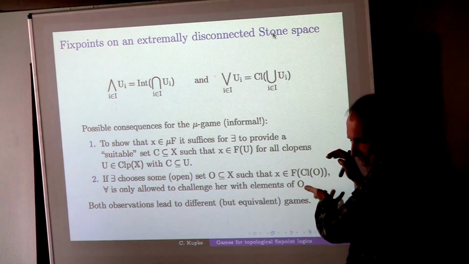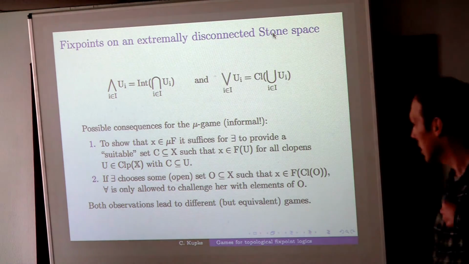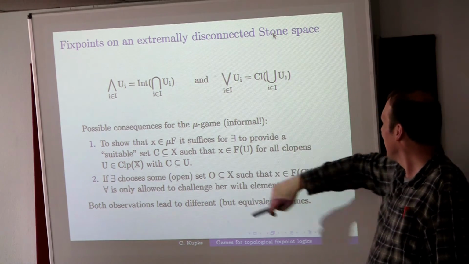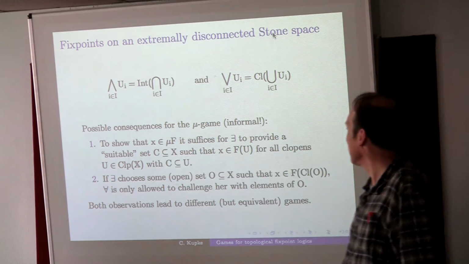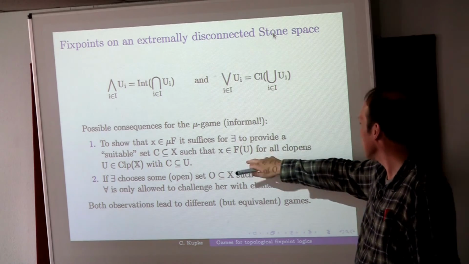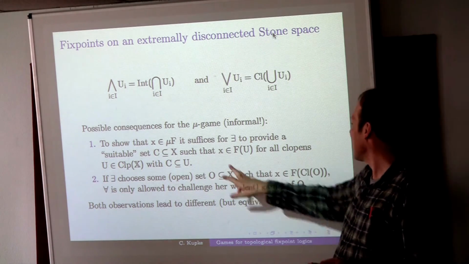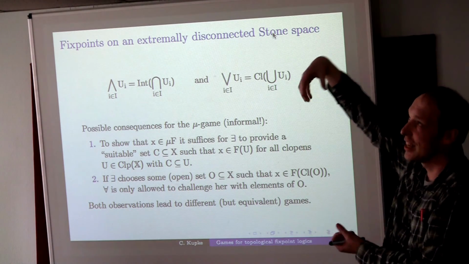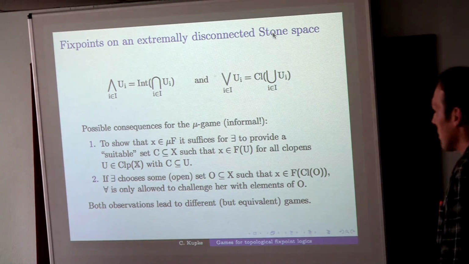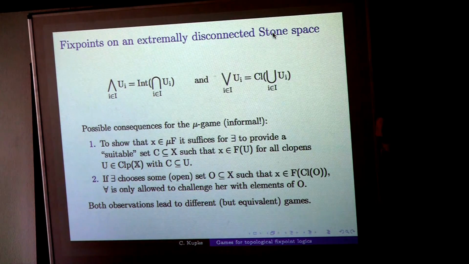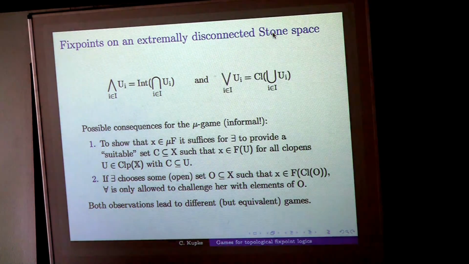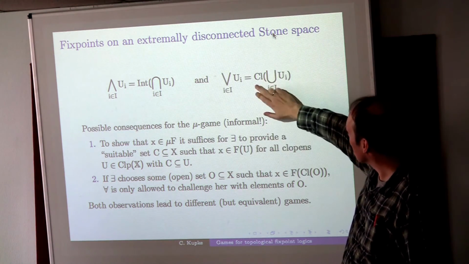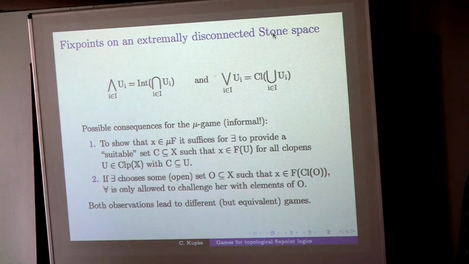I'm always a bit afraid of this paragraph because I usually confuse myself with it. Let's see. So the possible consequences for this mu game are as follows. In order to show that X is in the least fixed point, it suffices for Eloise to provide a suitable set C, such that X is an F of U for all the clopens U containing C. Why is that? Because, in fact, this is exactly how you do the closure in these Stone spaces. Just take the intersection of all the clopens which contain that set and you have the closure. And that's why this intuition corresponds very directly to what's written there.